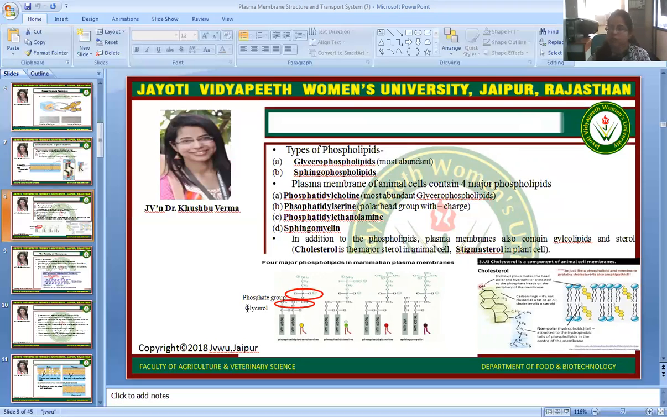In addition to phospholipids, the plasma membrane also contains glycolipids and sterols. If we talk about sterols, cholesterol is the major sterol in animal cells, but in plant cells it will be stigmasterol. Here we can see the structure of the four major phospholipids in the mammalian plasma membrane. This is the fatty acid tail, and this is your polar head region. And cholesterol is arranged within the lipid bilayer.